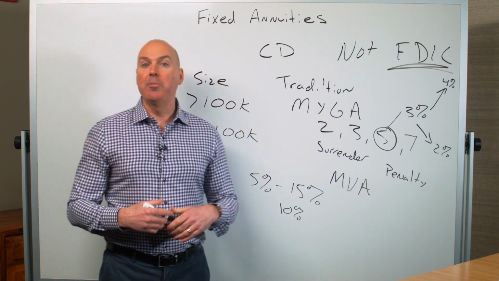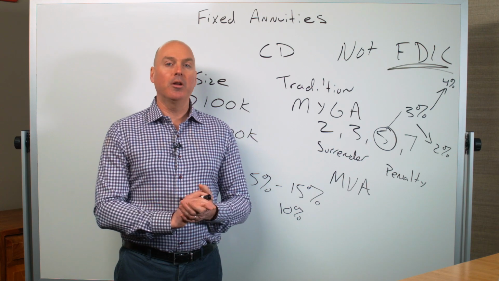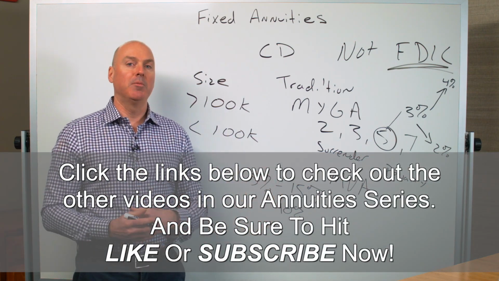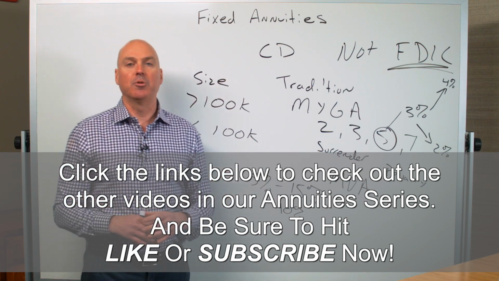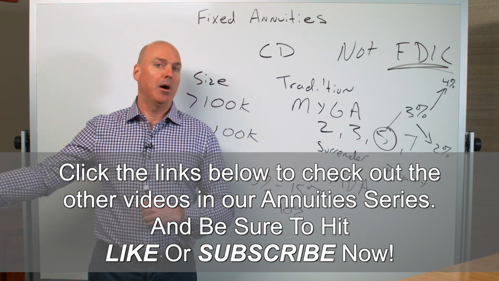So with that, I hope you got a little bit better understanding of how these fixed annuities work. In the next video, we're going to get into fixed indexed annuities, which is going to be a subset of fixed annuities, and it's kind of its own category. So it's one of the four broad types of annuities that we're going to be talking about throughout this video series.